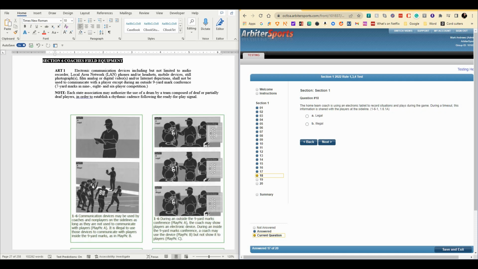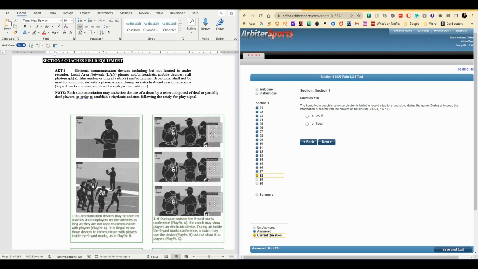Okay, question number 18. The home team coach is using an electronic tablet to record situations and plays during the game. During a timeout, this information is shared with players at the sideline. Legal or illegal? Well, this isn't really worded correctly because it could be legal, it could be illegal.